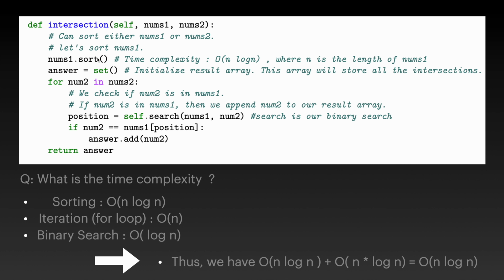So sorting takes O(n log n). Now we have an iteration here for num2 in nums2, so that would take n, right? And then for each, we would run binary search, and binary search has complexity O(log n). So for this for loop, it would take n times log n, right? Because for each iteration we would be running binary search. So we have n log n plus n log n, which is just n log n.